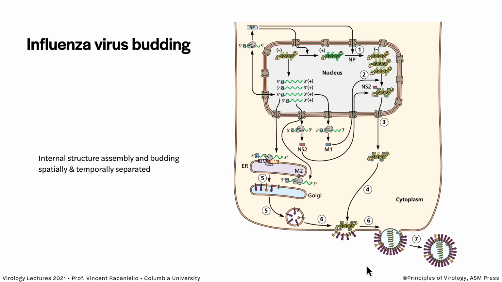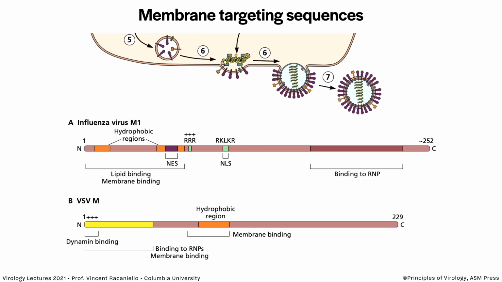Now, how does the RNP know where to go? Of course, RNPs cannot know anything, but how are they directed to where they need to go? That depends on what we call membrane targeting sequences. Now, when you hear membrane targeting sequence, you're probably thinking of signal sequence, but the signal sequence is only one way to get a protein to a membrane. Another way is a hydrophobic region, and the influenza virus M1 protein has such a sequence.